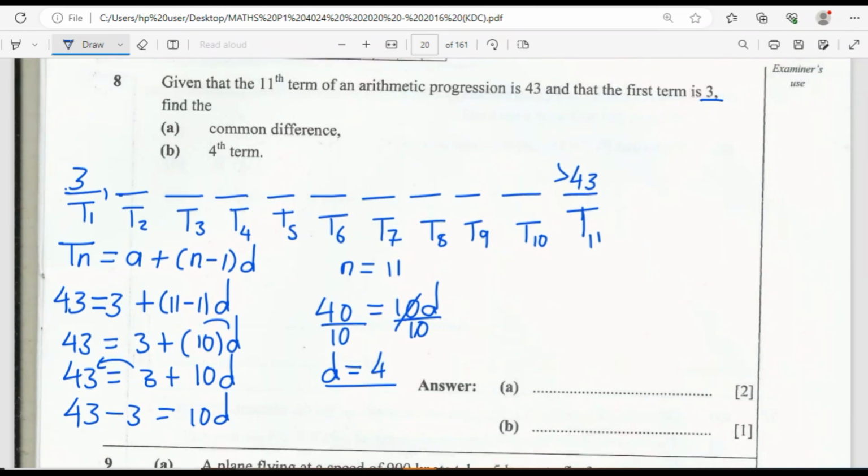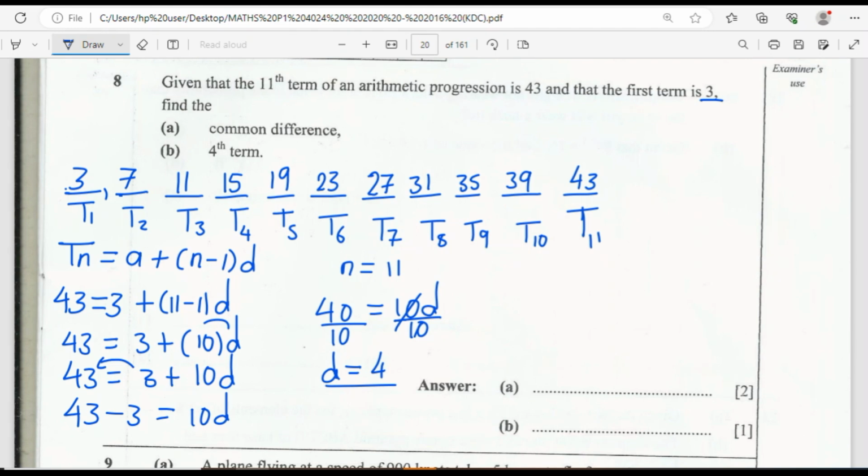This means that for each term you must add 4. So let's try if this will make sense. 3 plus 4 will get 7, plus 4, 11, plus 4, 15, plus 4, 19, plus 4, 23, plus 4, 27, plus 4, 31, plus 4, 35, plus 4, 39, plus 4, we have 43. So our answer is making sense.